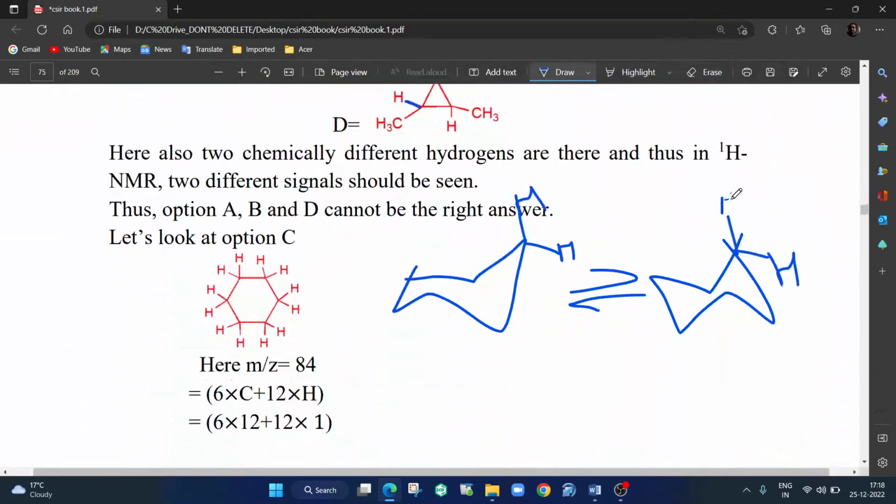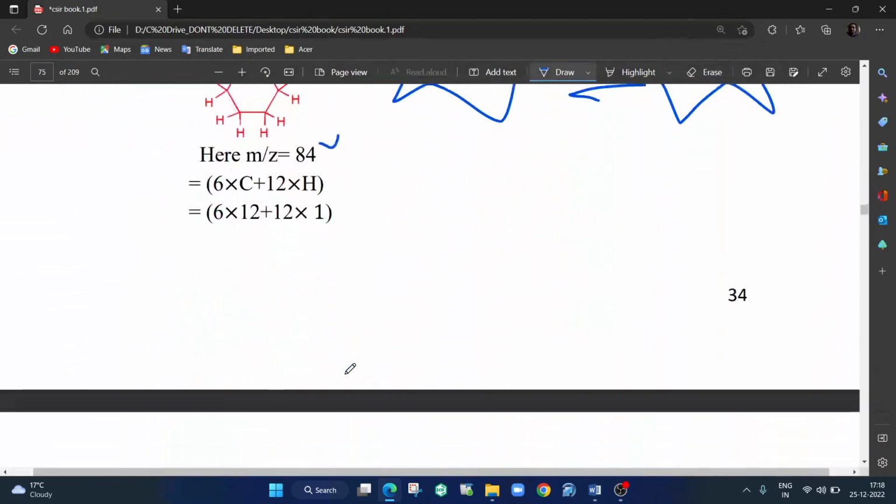And apart from that, what happens? All the carbons are identical because all are the same CH2 attached to each other. So they will show a single peak in both proton NMR and carbon-13 NMR. If you calculate, the mass also comes to 84, because 6 carbons are there, so 12 times 6 is 72, plus 12 hydrogens, so it becomes 84.